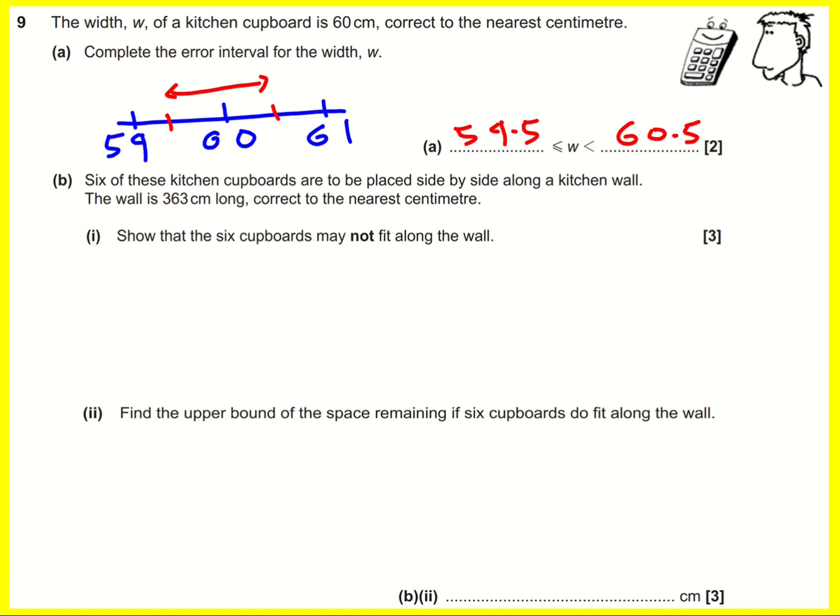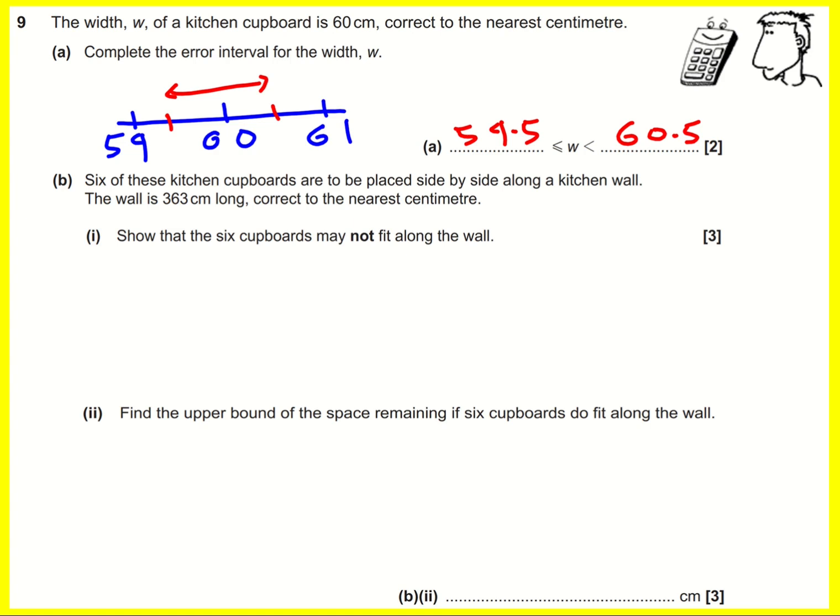Notice that it can't equal 60.5 because that would round up to 61. But we still say that this is our lower bound and this is our upper bound. It just can't technically equal the upper bound, but it can equal anything less. Like it could be a tiny bit less, but that would still then round down to 60.